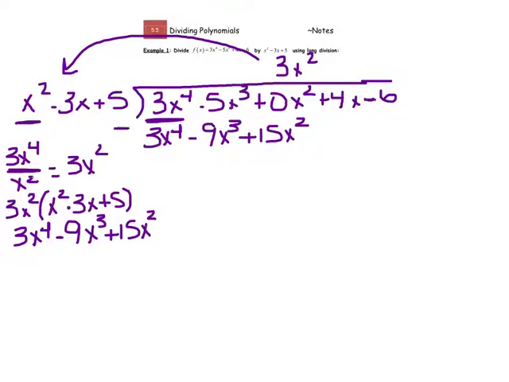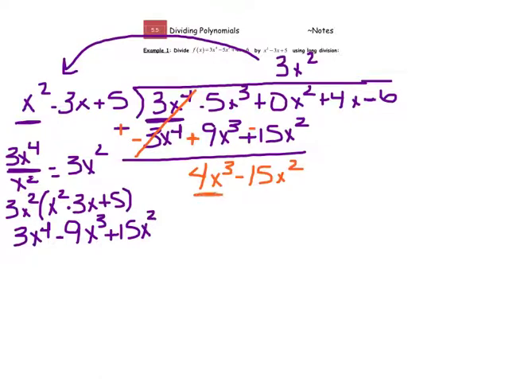Remember, we're subtracting down. So what I like to do is turn this into an addition problem. I'm going to change this sign, this sign, and that sign, and then I'm going to add down. So that goes away, and that better go away, otherwise you did something wrong. Now negative 5x cubed plus 9x cubed gives us 4x cubed. 0x squared minus 15x squared is negative 15x squared. And then you're going to repeat the steps until you run out of space here.